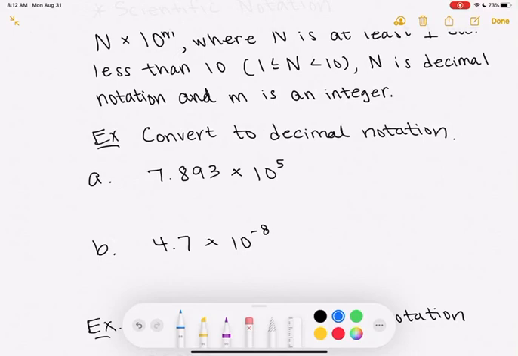Okay, so 7.893 times 10 to the fifth. 10 to the fifth, that's going to be a huge number, right? It's a 1 with 5 zeros. So what we're going to do is grab that decimal and swing it 5 places. I'm going to go ahead and rewrite it first.